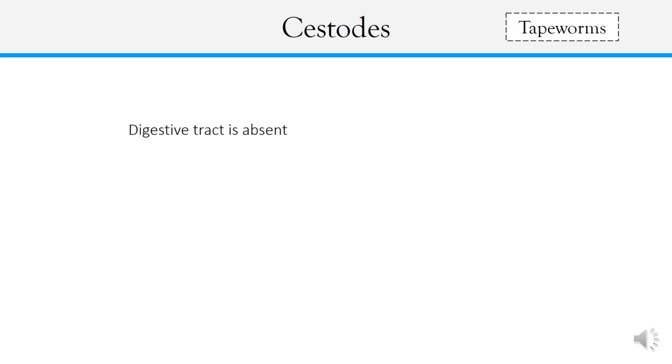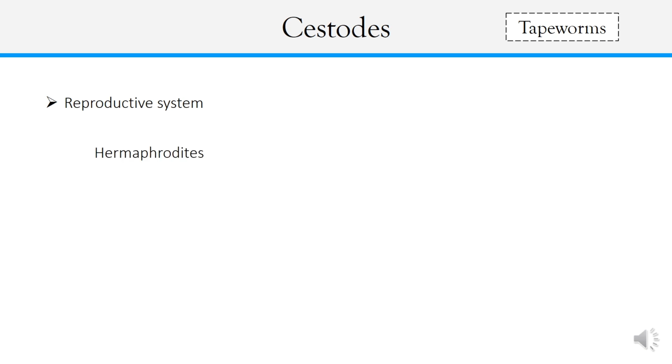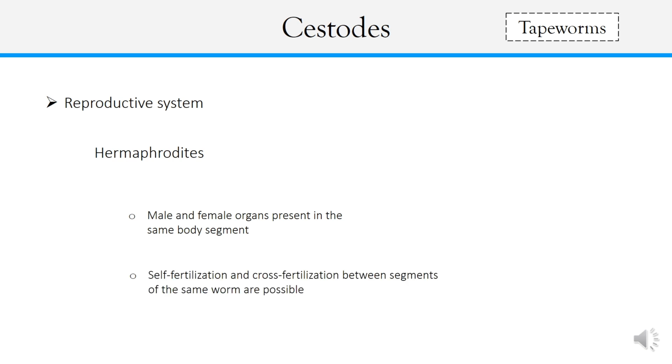The digestive tract in tapeworms is absent, and nutrients are transported through the surface of the body. As for the reproductive system, tapeworms are hermaphrodites, and male and female organs are present in the same body segment, which makes possible self-fertilization and cross-fertilization between segments of the same worm.